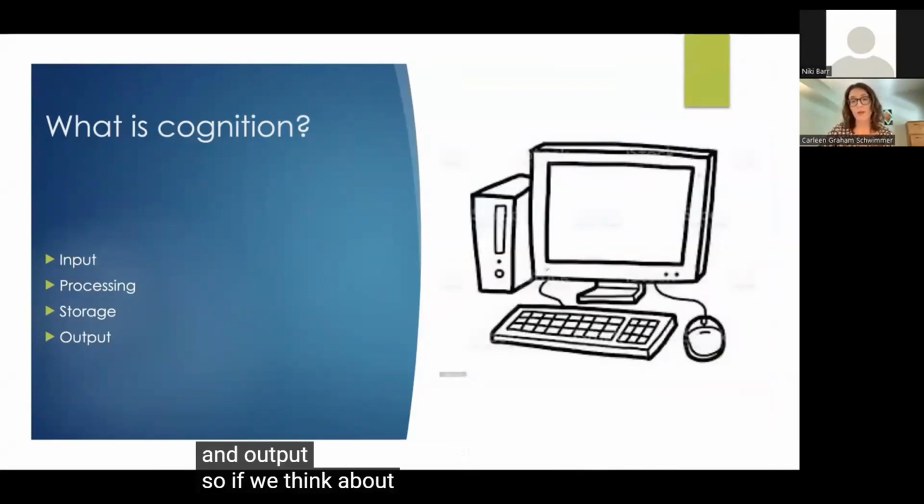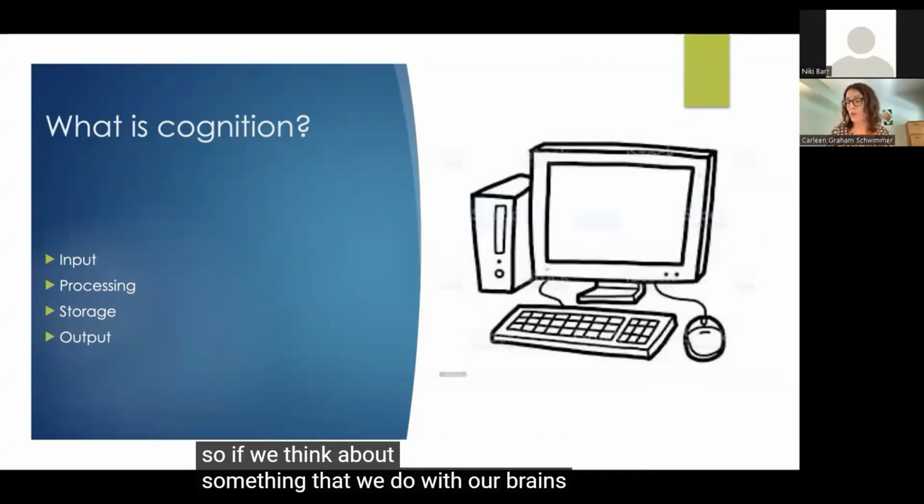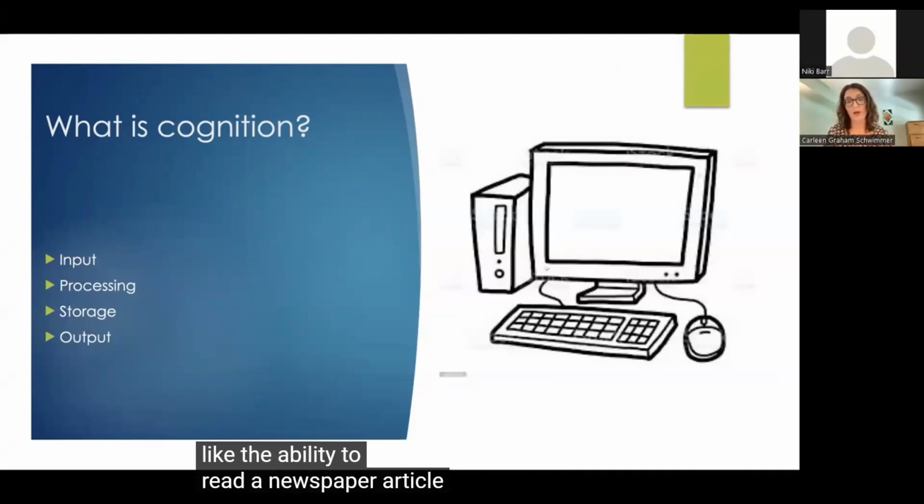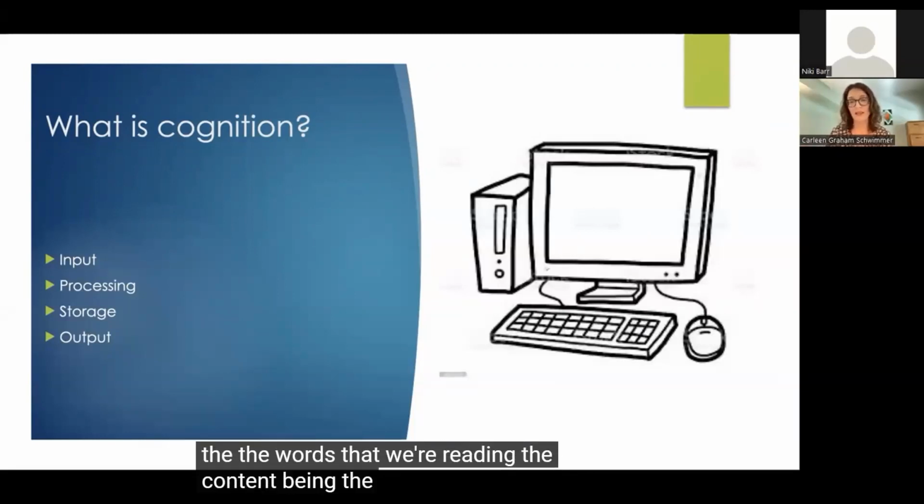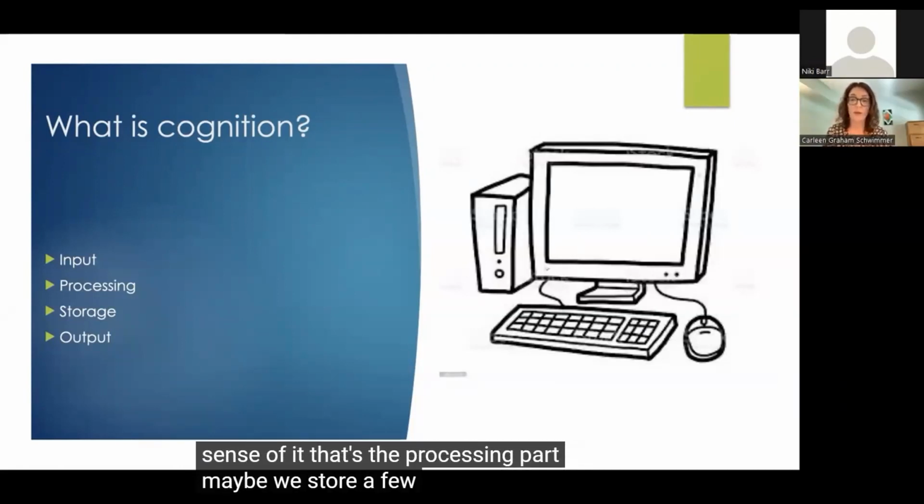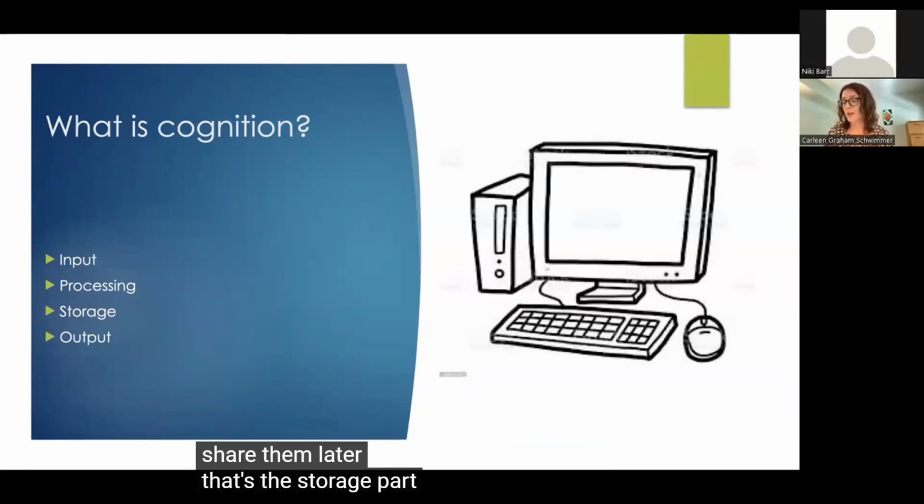So if we think about something that we do with our brains, like the ability to read a newspaper article, the words that we're reading, the content being the input, we process that information, we make sense of it. That's the processing part. Maybe we store a few ideas or facts to memory so that we can share them later. That's the storage part.